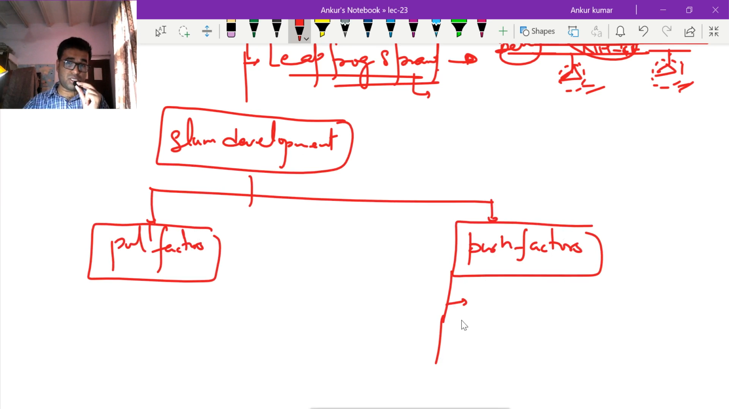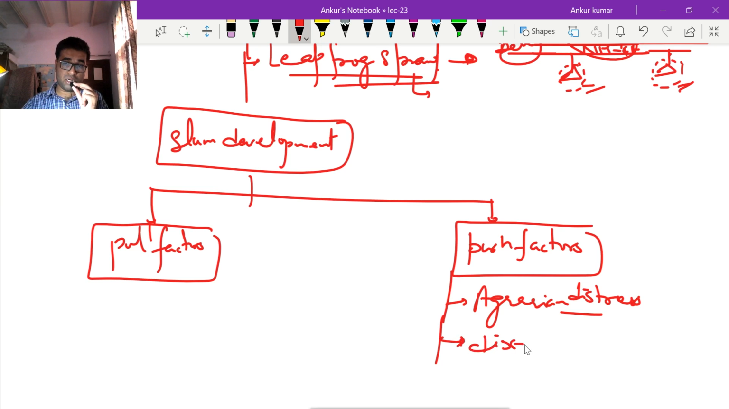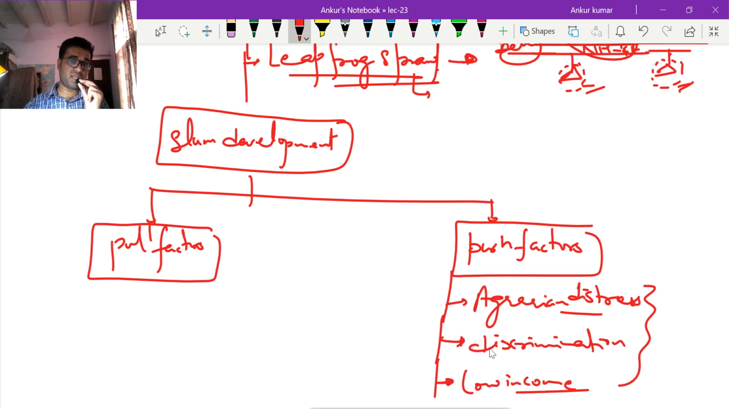Push factors mainly are the agrarian distress, which is forcing people to migrate out of the rural areas. Then again the discrimination that may be prevalent on the basis of caste, religion or other factors. Okay, again the low income. Okay, a number of push factors can be written which operate in the rural areas, which force people to migrate towards the cities.